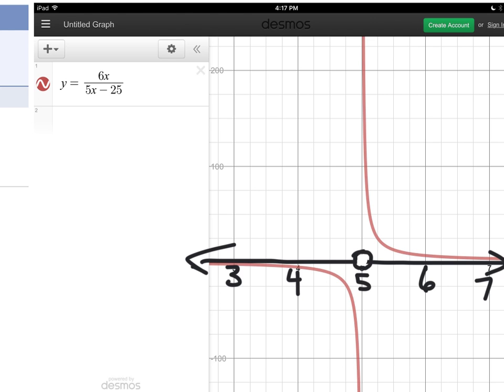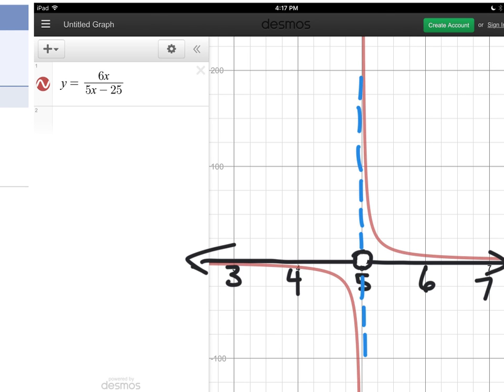And what that means is the closer you get to 5, the higher the value of y becomes, and the closer you reach 5 on this side, the lower the value of y becomes. So what really is happening is x is never, ever allowed to be 5. And now why is that? Why is x never allowed to be 5?